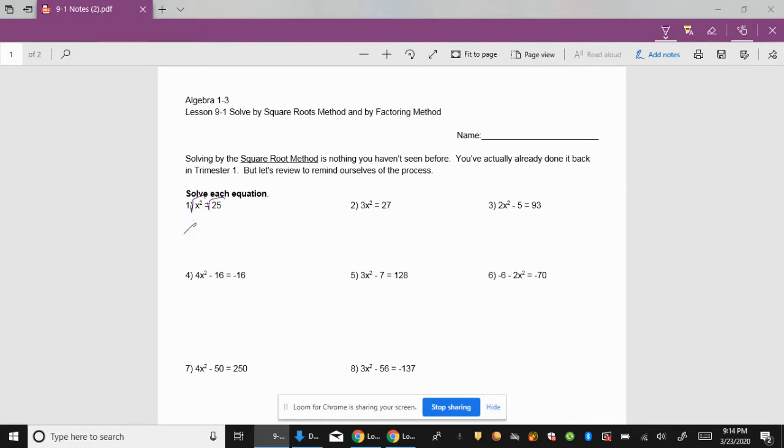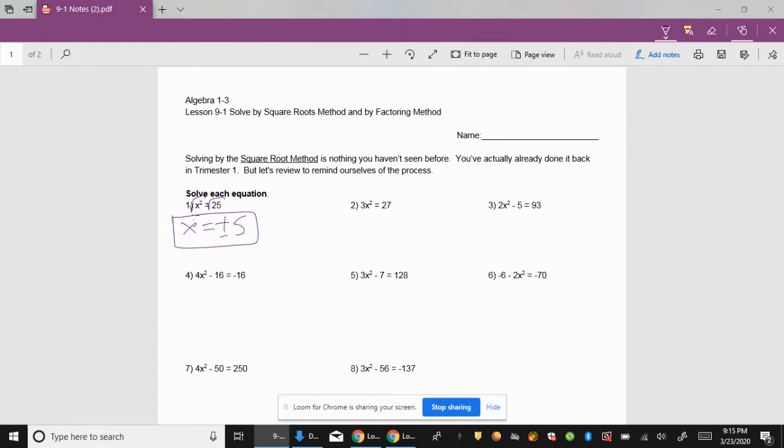Square root of x squared is just x. Square root of 25, you've got to remember, is not just 5. It's positive and negative 5. So there's actually 2 answers there, not just one. If you plugged either one of those back in, we can check it: positive 5 squared is 25, and negative 5 squared is also positive 25. So we can use mental math to check that.